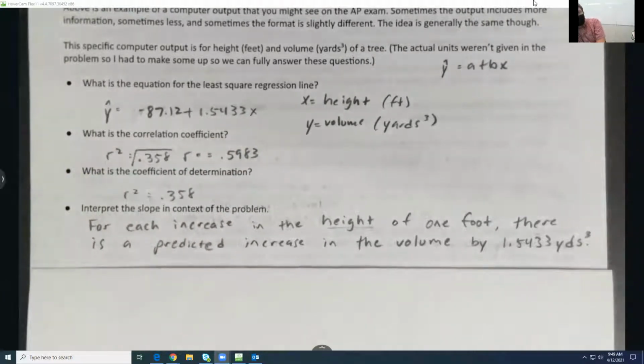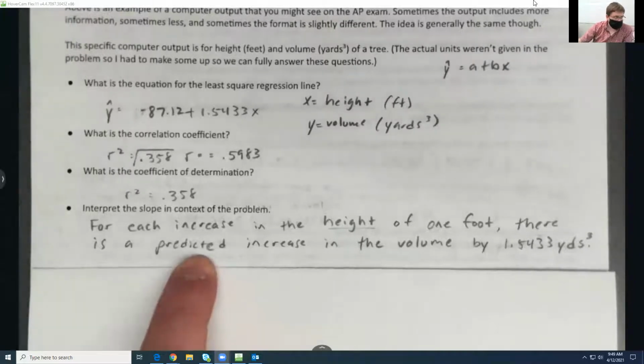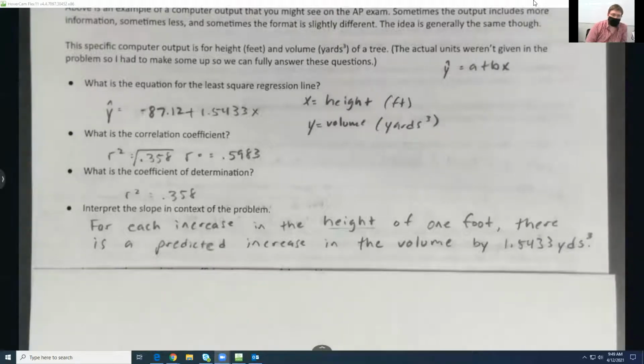For each increase in the height, and that's my X variable, of 1 foot, that's by how much? It's always by 1 measure of unit. There is a predicted, this is your key word that gets you all the points or loses points. There's a predicted increase in the volume by 1.5433 yards cubed. All right, so I'm just copying that straight off of my little guide there.